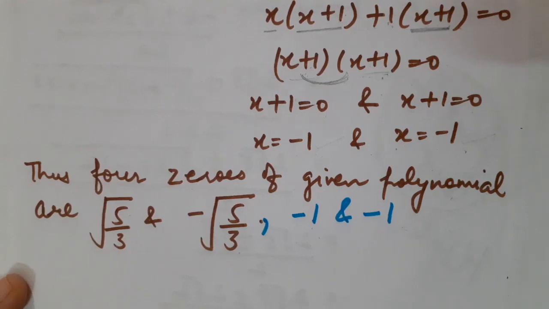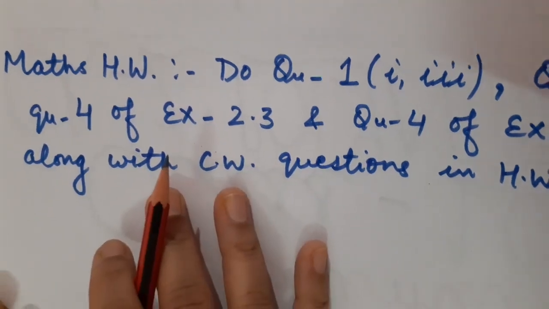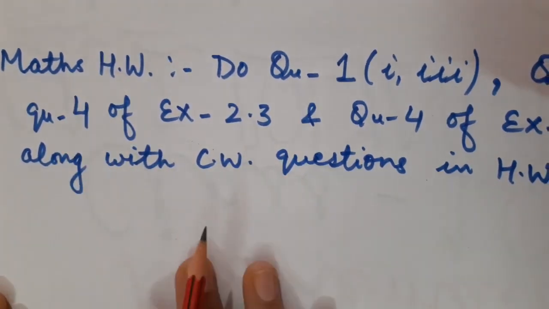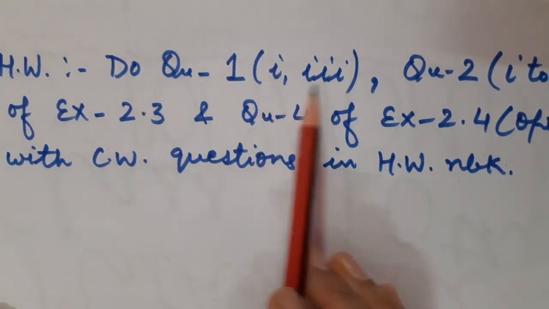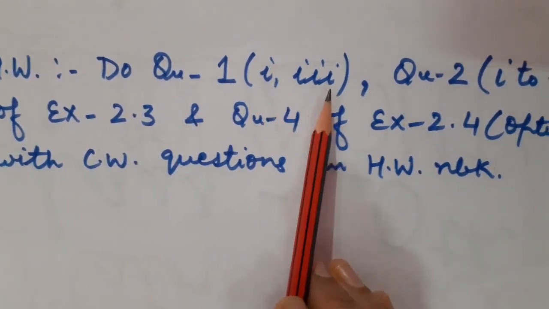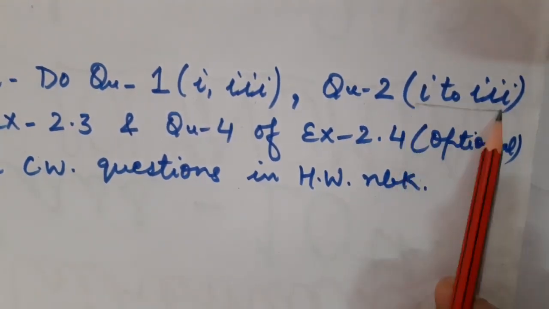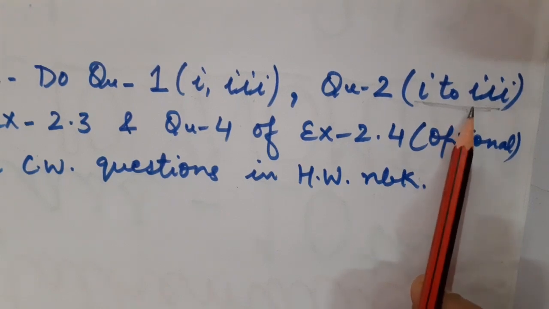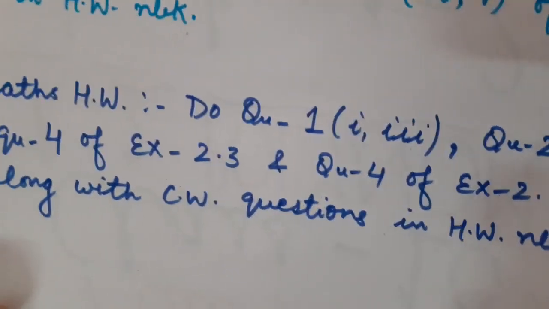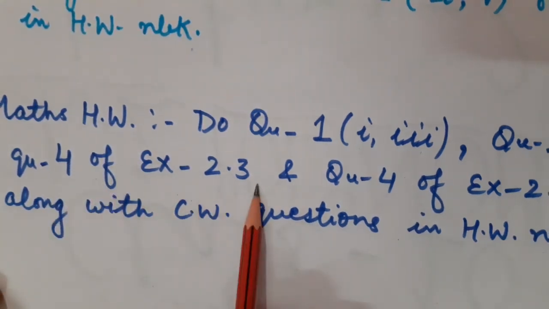Clear, children? Now understood, children? That was the most important type of this chapter, polynomials. Now you please switch to your mathematics homework. Your maths homework is, you have to do question number 1, first and third part. Second part, children, I have taken. Question number 2, you have to do 1 to 3 parts. In this question, you have to just tell whether g(x) is a factor of p(x) or not. Fine, children? As well as you have to do question number 4 of exercise 2.3.